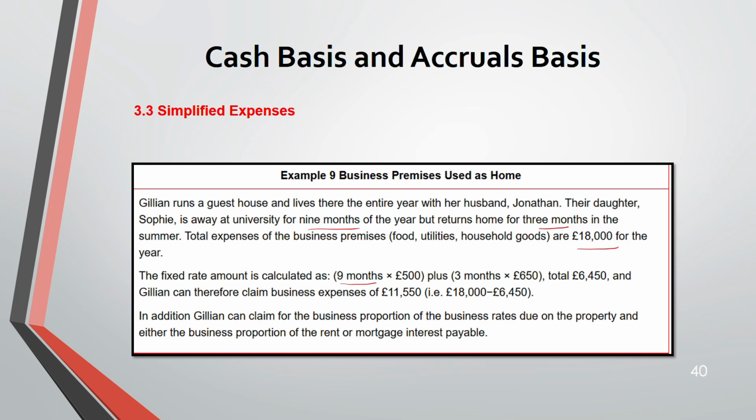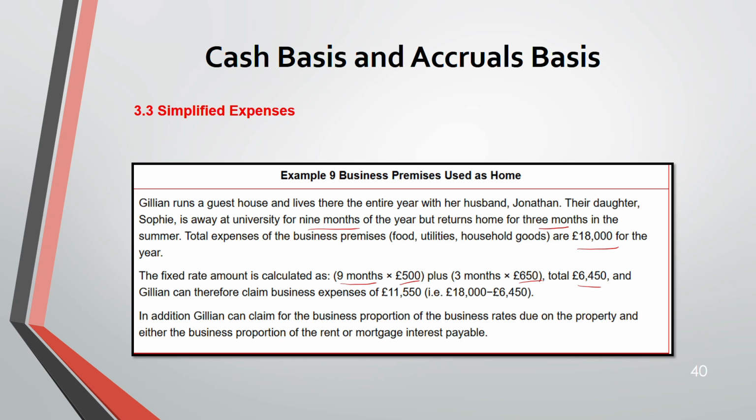See, 9 months the daughter was away. So for the first 9 months it is only the husband and wife, 2 people. So the rate is 500 for 9 months. Plus, then there were 3 people. Sophie returns. So then the rate is 650 for 3 months. So the total is 6,450.